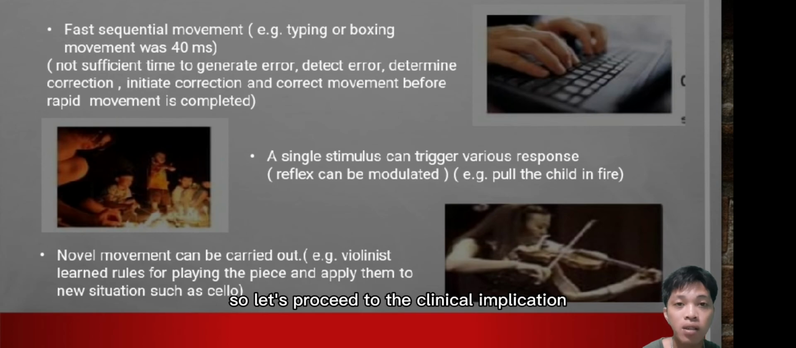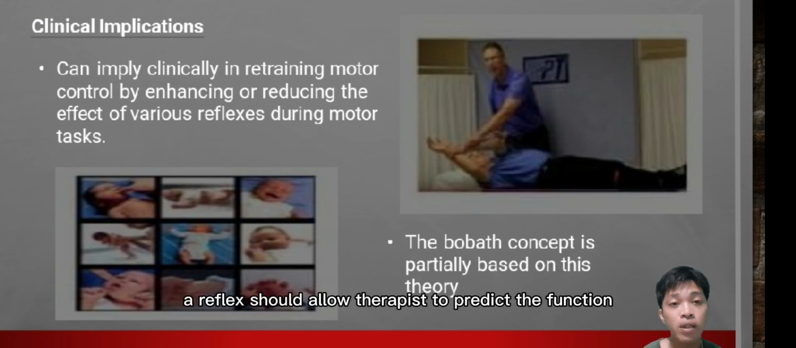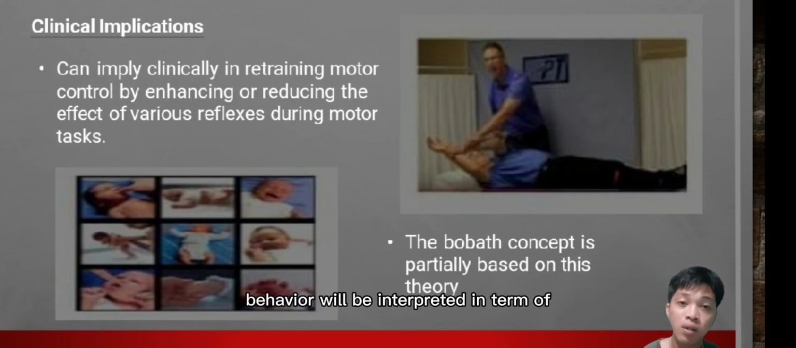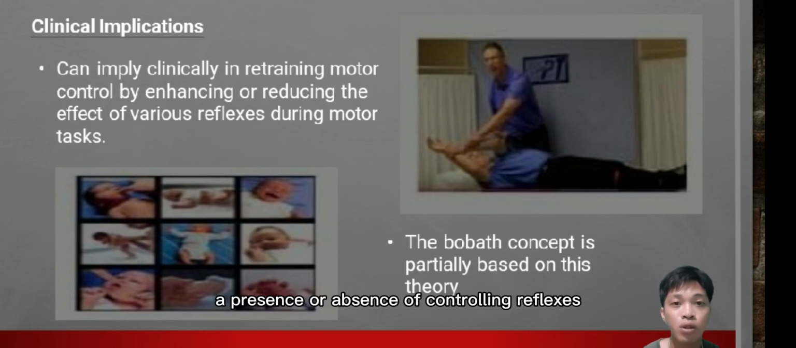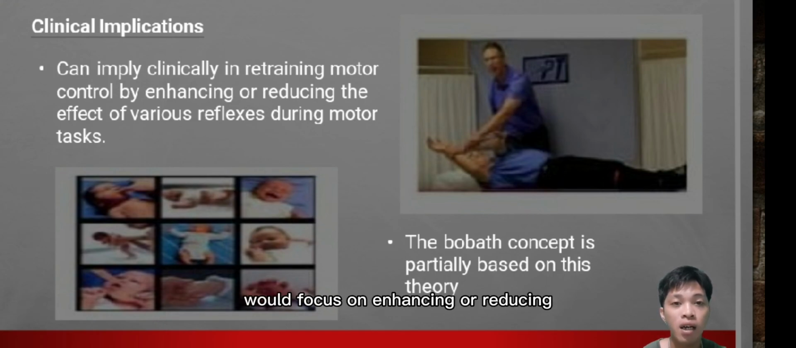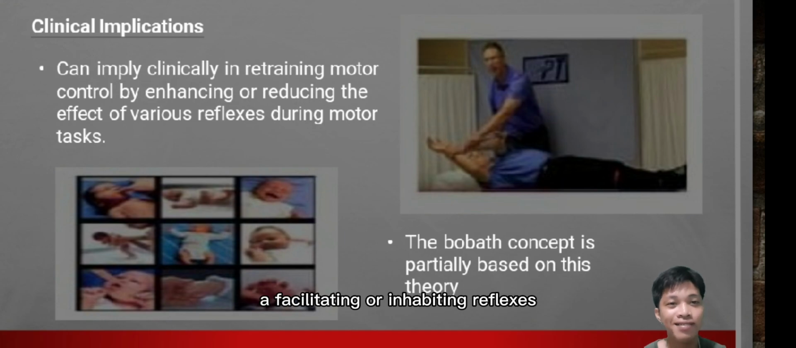So let's proceed to the clinical implication. We have number one, clinical strategies which are designed to test reflexes. Reflexes should allow therapists to predict the function. Number two, patient movement behavior will be interpreted in terms of presence or absence of controlling reflexes. Number three, retraining of motor control for functional skills would focus on enhancing or reducing the effect of various reflexes during motor task. Example of this, facilitating or inhibiting reflexes and or reducing hypertonicity.